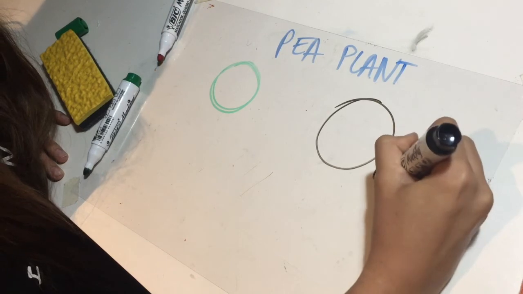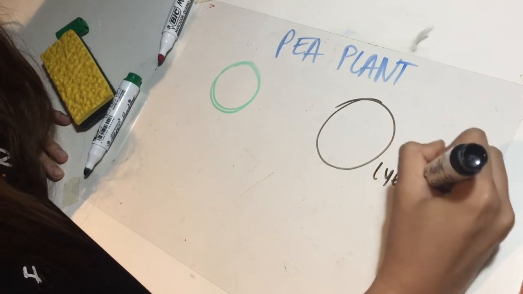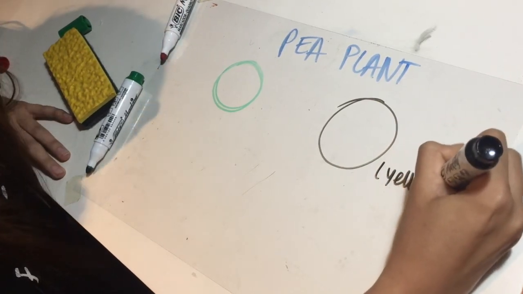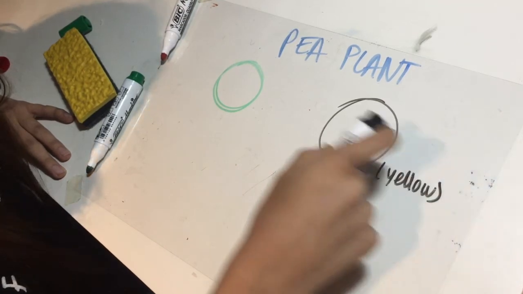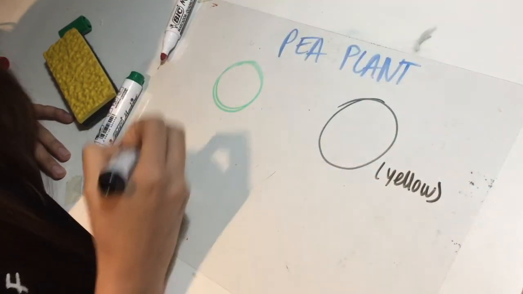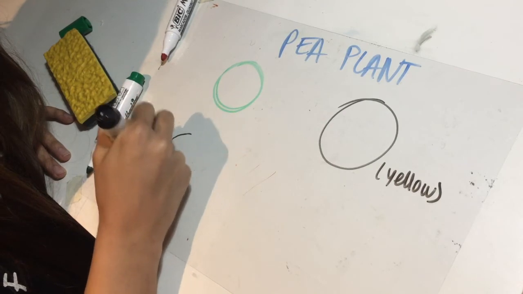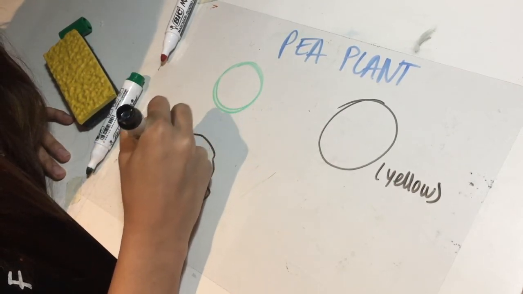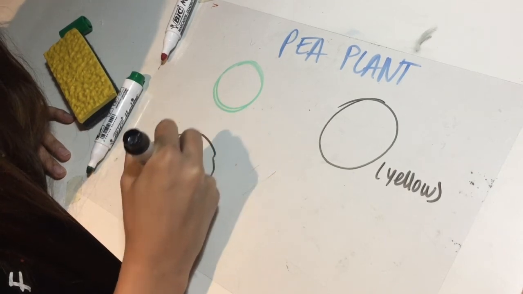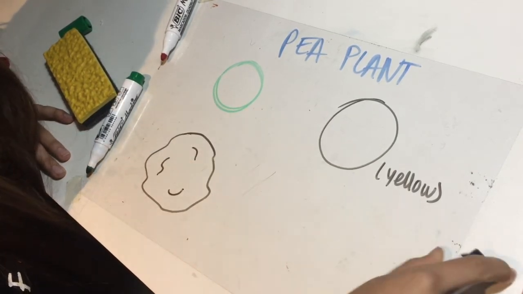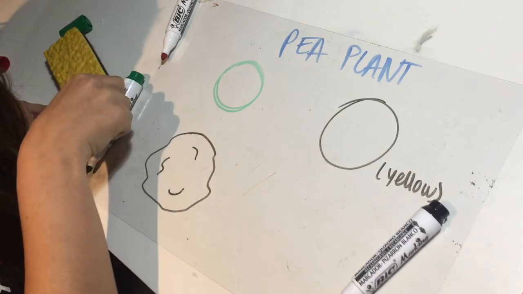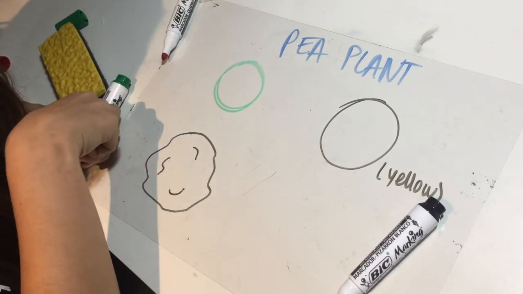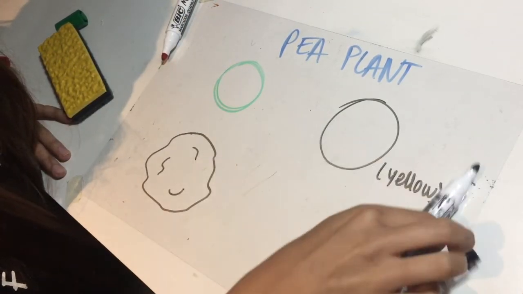Now we're going to see what is the probability of getting a round and green plant. The probability of getting a round and green pea plant is 3 because there are 3 boxes in which the combination gives round and green.